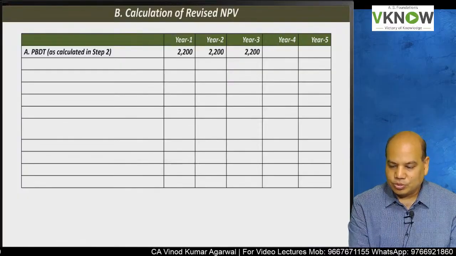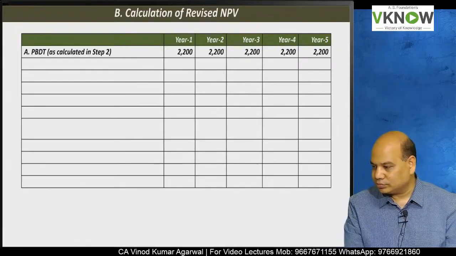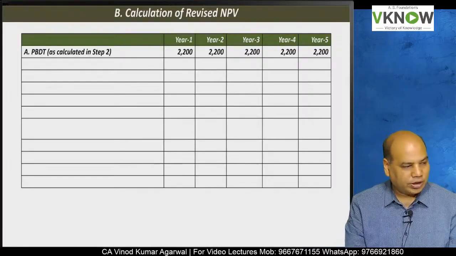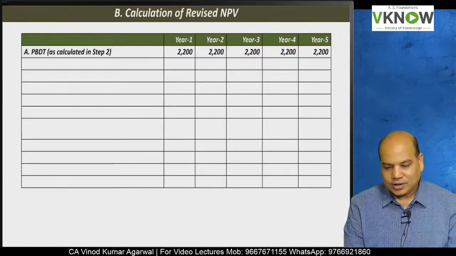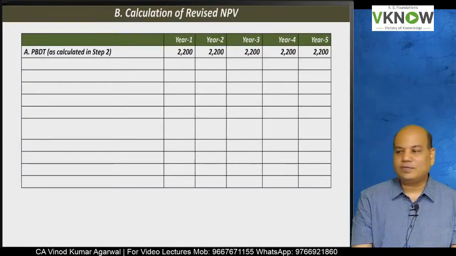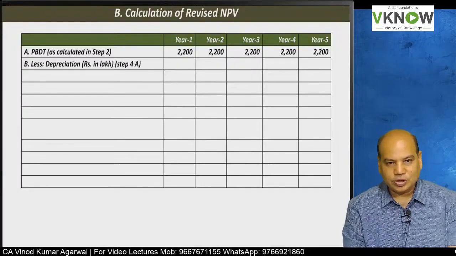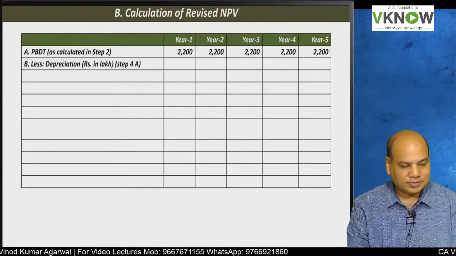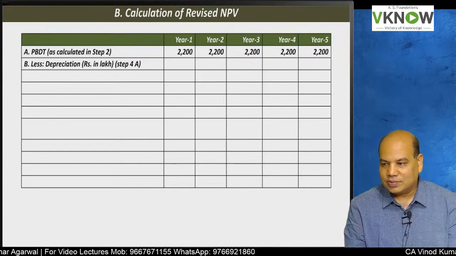Go to step 2, please check, are you getting 2200? Yes, same. Or you want to write 5 lines again? Please tell me. If you want to write 5 lines again, we can do that also. But that is a gross wastage of human time and talent. Depreciation will change. So write down less depreciation, step 4A.